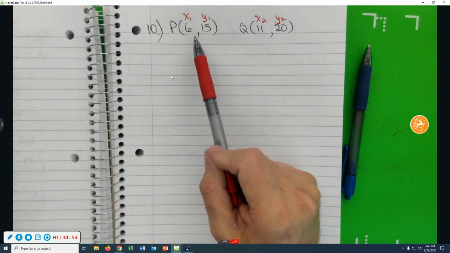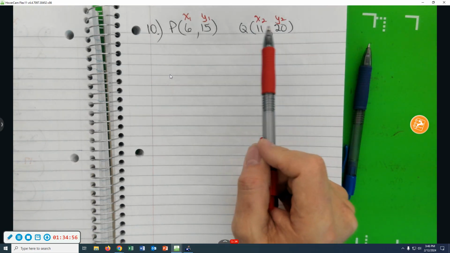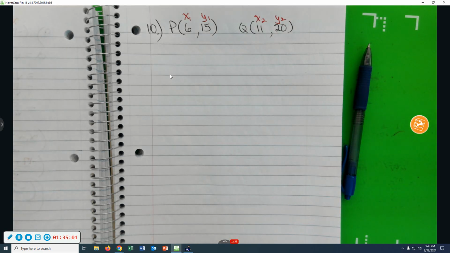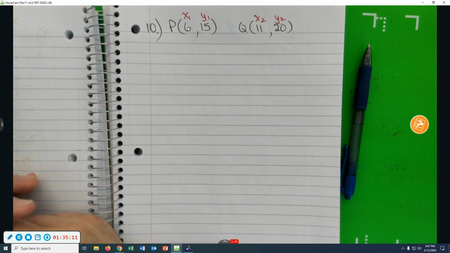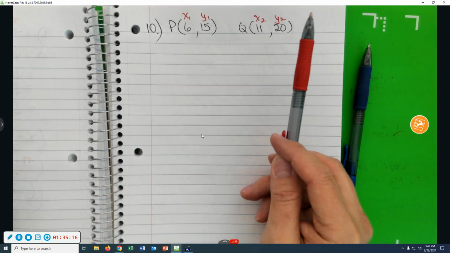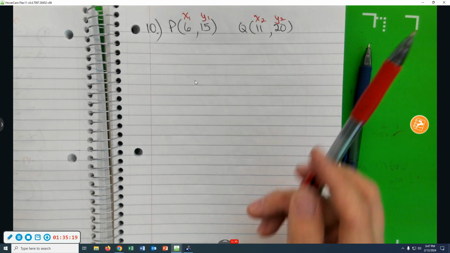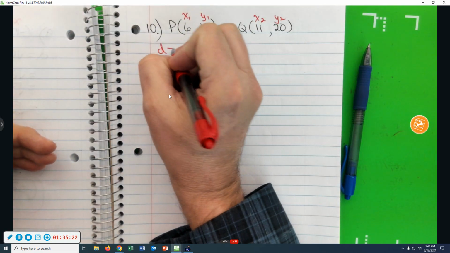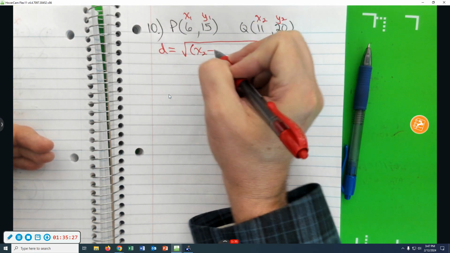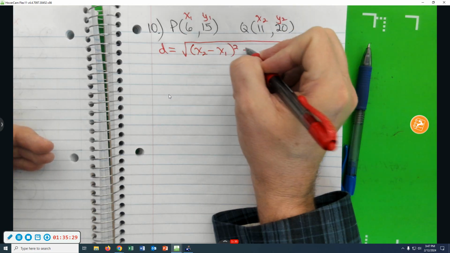Let me ask you something. Do you think the distance from P to Q should be the same as the distance from Q to P? If you put that measuring tape, if you start at P and measure to Q, would that be the same if you start at Q and measure to P? Is that distance the same? Yes. So it doesn't really matter which ordered pair you think of as x1, y1 and x2, y2. So our distance formula, just so I have something to point at, you'll notice I'm writing it down again.